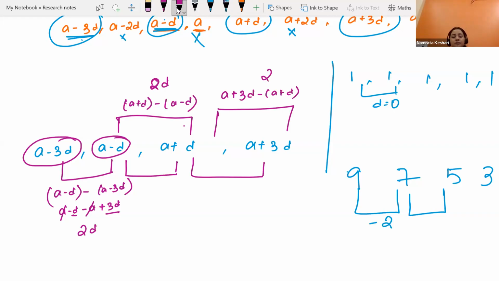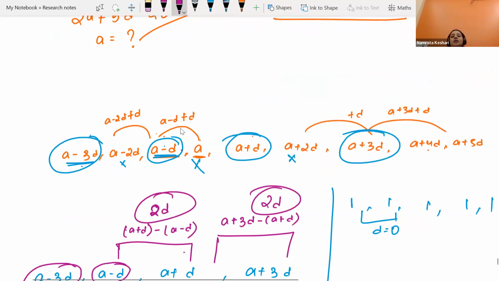AP का मतलब होता है डिफरेंसेस सेम होने चाहिए, और हमने जो रैंडमली चार नंबर पिक किए हैं ये AP मेंटेन कर रहा है. यहाँ पे डिफरेंसेस हमें मिले 2D, 2D, 2D, तो हम बोल सकते हैं कि हाँ, ये जो सीक्वेंस हमने लिया है ये AP में है. ओके, क्यों हमने A माइनस 3D लिया, देन A माइनस D, देन A प्लस D, देन A प्लस 3D लिया? क्यों नहीं हमने बीच के टर्म ले लिए, A माइनस 2D, देन A, देन A प्लस 2D, एंड देन A प्लस 4D? ऐसे टर्म्स हमने क्यों नहीं लिए?